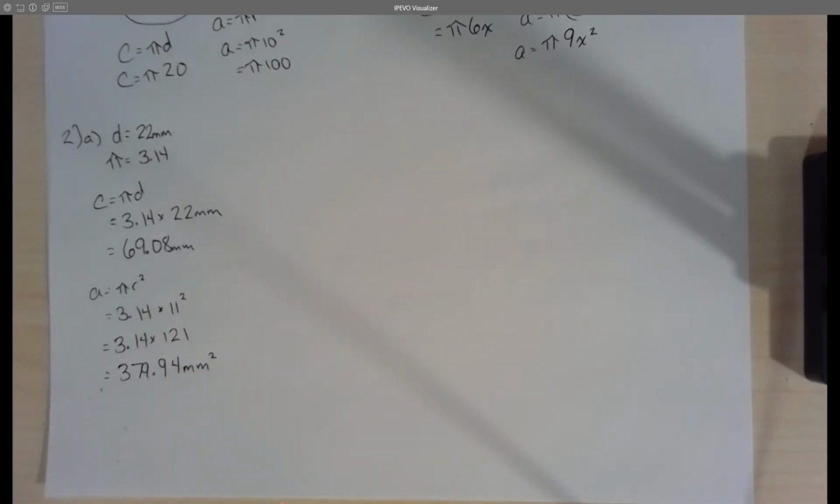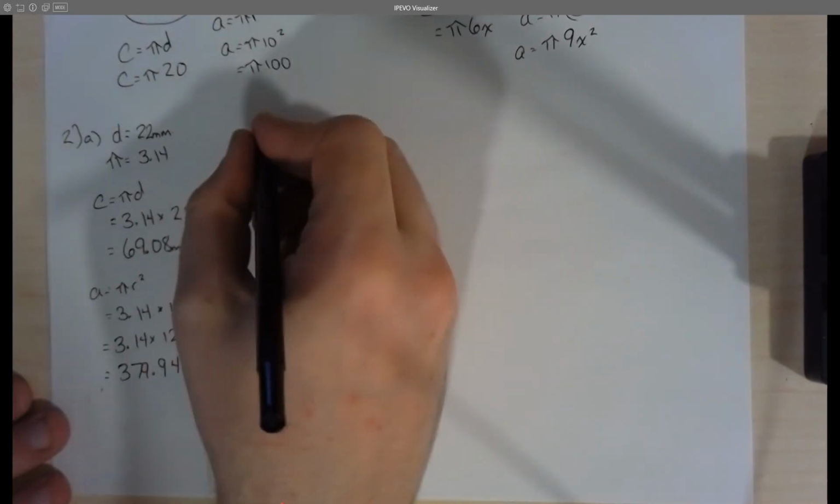For our area for this question, area equals pi r squared. I don't have radius yet, but remember that our pi is 3.14. Radius is just half diameter. So if diameter is 22, my radius is going to be 11, and then that's going to be squared as well. So 3.14 times 11 times 11 is 121, and 3.14 times 121 is going to give us 379.94 millimeters squared. So that would be both the circumference and the area for 2A.